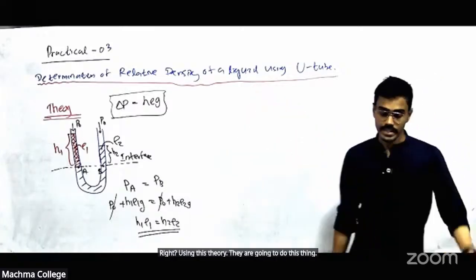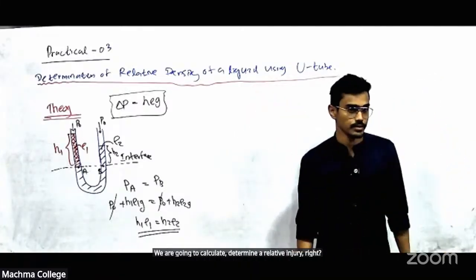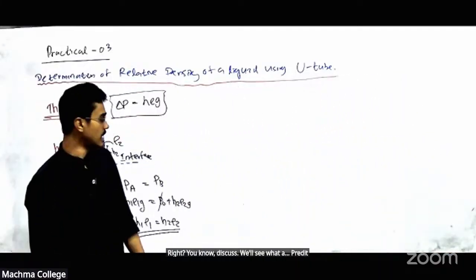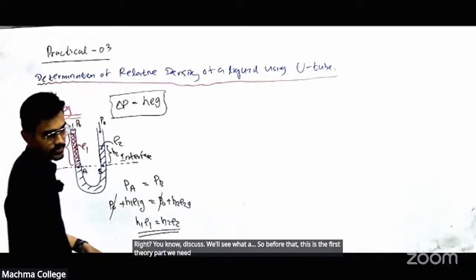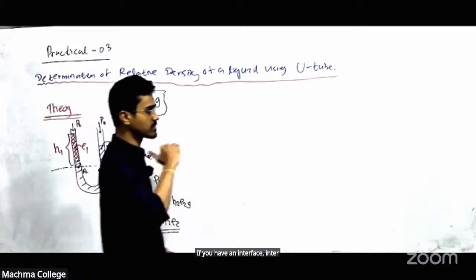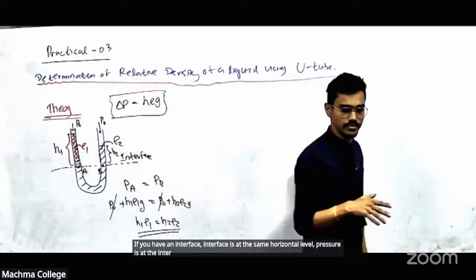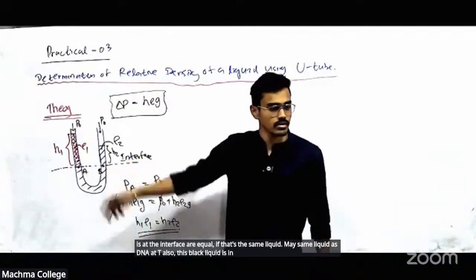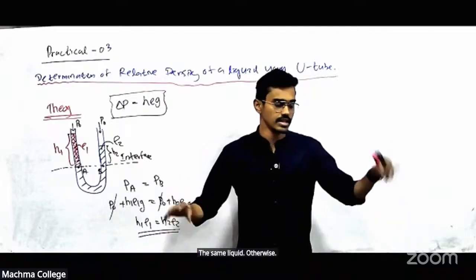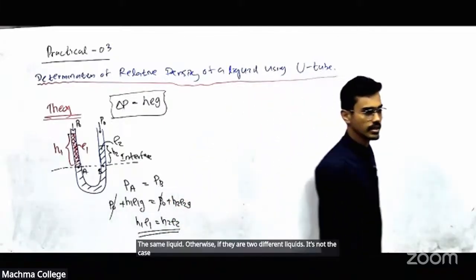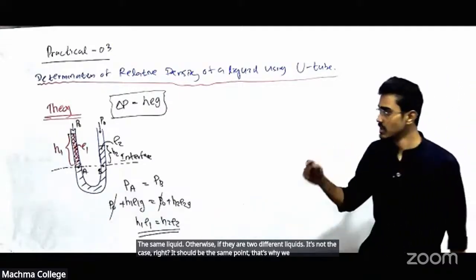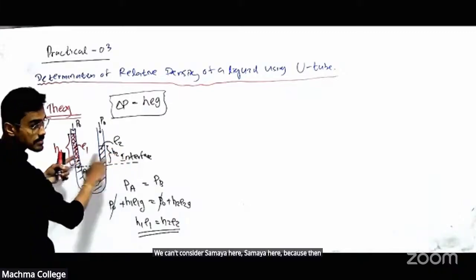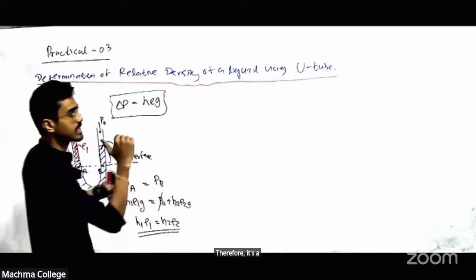We are going to determine a relative density. Next, we'll see what a relative density is. So before that, this is the first theory part we need to understand. If the interface is at the same horizontal level, pressures are equal if that's the same liquid. At A also, this black liquid is in contact, at B also, the same liquid. Otherwise, if there are two different liquids, it's not the case. That's why we consider the interface. We can't consider somewhere here, because then it's not the same liquid. Therefore, it's a must to consider an interface.